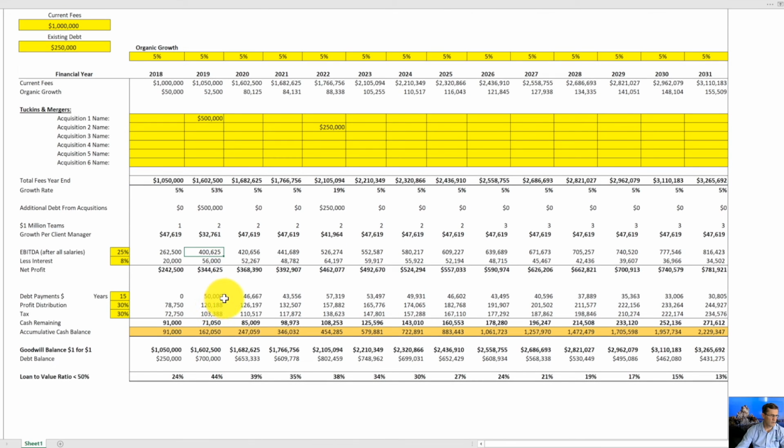Now if we just have a look at the cash flow effect, our debt repayment over 15 years is about 50,000. The profit distribution at 30% on the net profit is about 120,000. The tax there is 30%, which is about 103,000, and the cash remaining is 71,000, and we have an accumulative cash balance there of about 162,000.